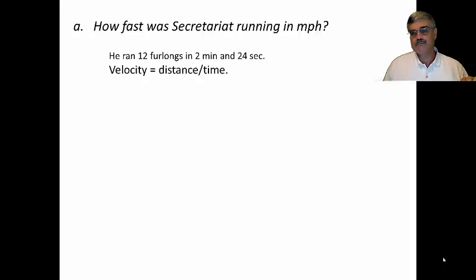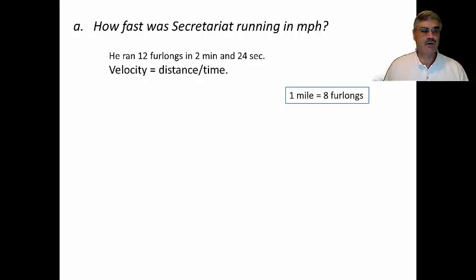So a furlong is 220 yards, or about 200 meters, and it turns out that 1 mile is equal to 8 furlongs. 8 times 200, 1600 meters. 1 mile is 8 furlongs.